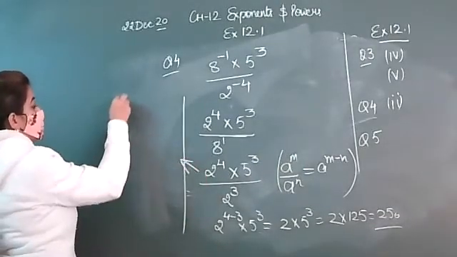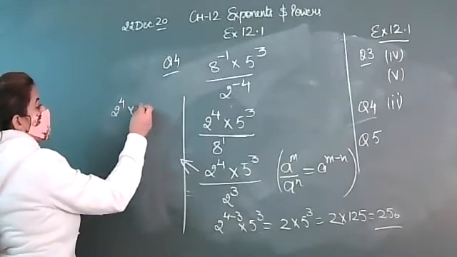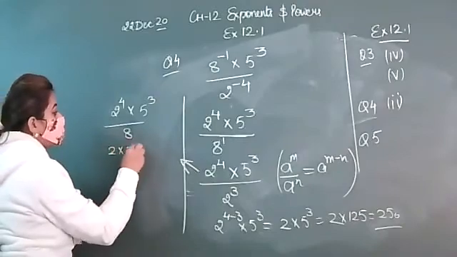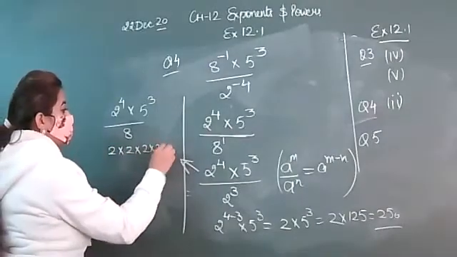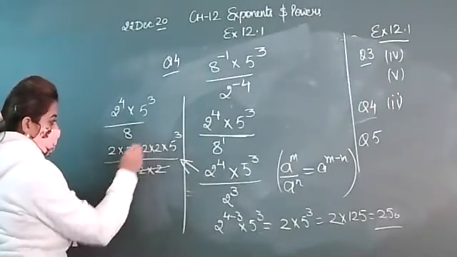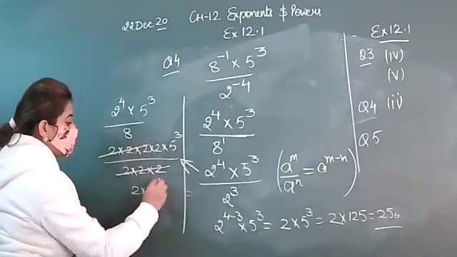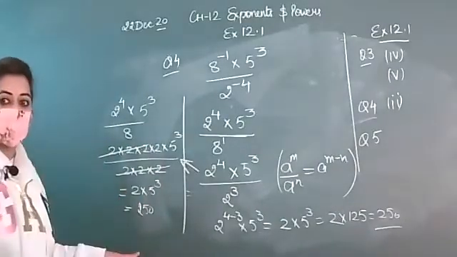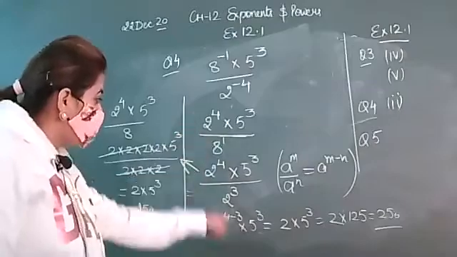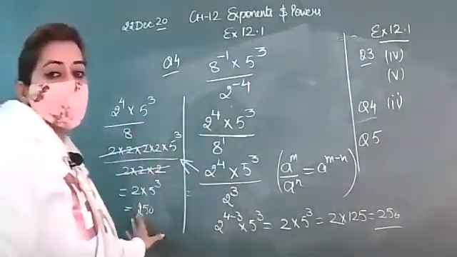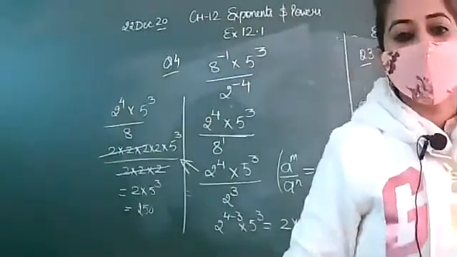if you want to solve this, 2 cube is 2 raised to power 4 into 5 raised to power 3 upon 8. Then you can simply open up the terms and you can cancel it out. So whatsoever is pending, you will multiply this and you will write the answer. So both are the ways, beta. In this, I have used the law of exponent, but in this, I have simply opened up the term and cancel it out, and the remaining term will be your answer.